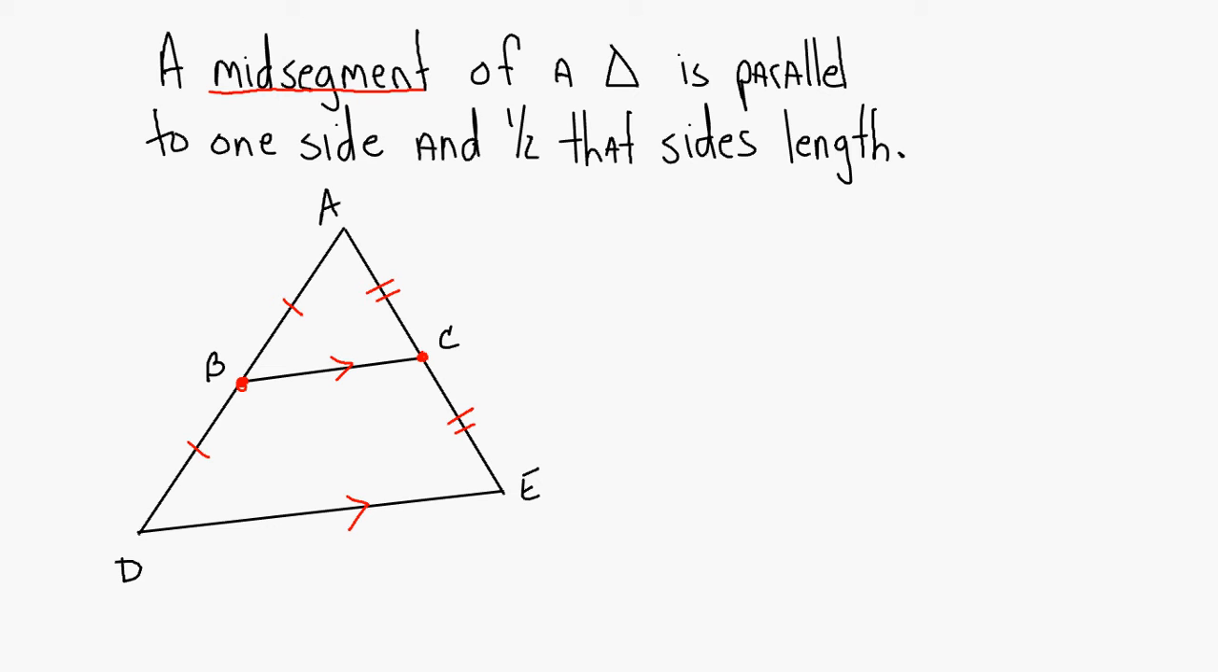And if the length of BC is equal to 10, what is the length of D to E? Parallel to one side and half that side's length. It's 20. Good. Okay, it's 20. The midsegment is parallel to a side. It's parallel to this side, DE, and it's half of its length.